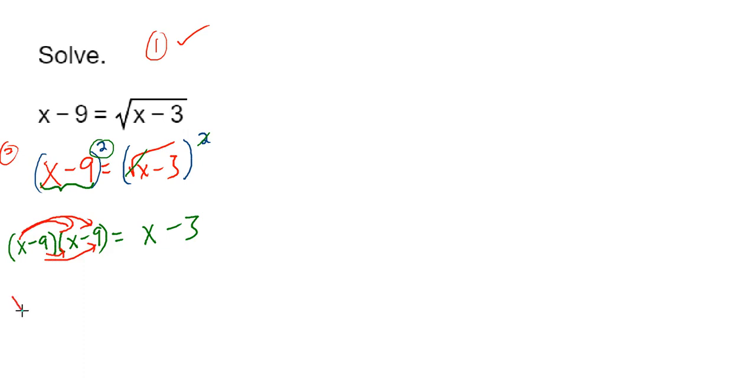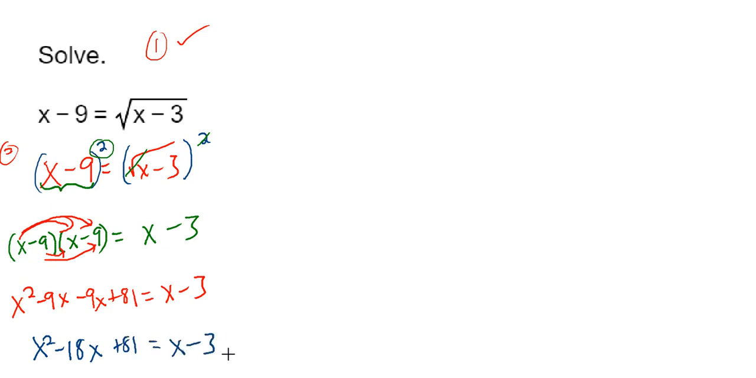So we'll get x times x, which is x squared. X times negative 9 is negative 9x. Negative 9 times x is also negative 9x. And then negative 9 times negative 9 will be positive 81. And this is still equal to x minus 3. Then we will combine like terms here. So we get x squared minus, I was about to put 81, it should be 18, minus 18x plus 81 equals x minus 3.